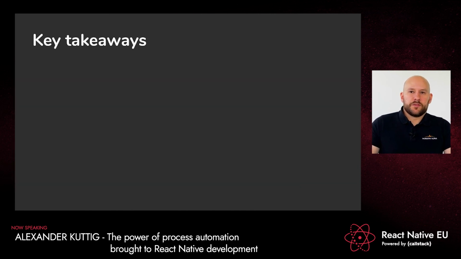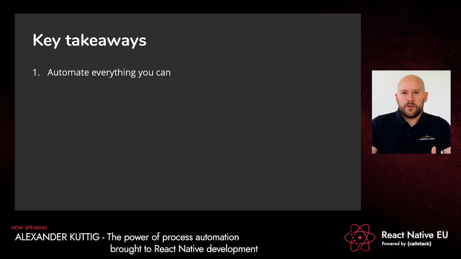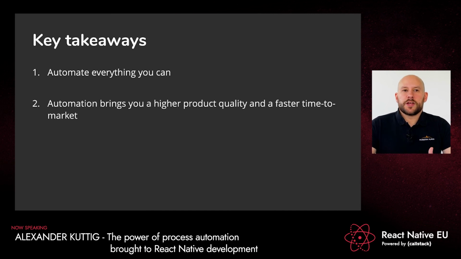So let's sum this up in 4 key takeaways. First one, automate everything you can. For every step in the process, on every task, we think about whether we could automate it. A lot more automation can be done, and we're on it. So if you have some ideas, you can contact me. I'm always looking for more automation. Next thing is automation brings you not only a faster time to market and a shorter release cycle, but it also brings you a higher product quality, since you can set all the requirements and so on.